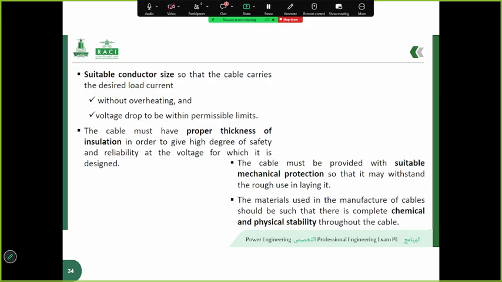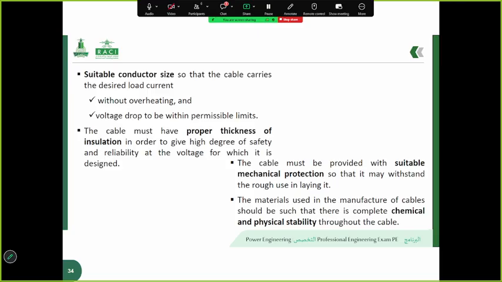So based on this slide, I want to discuss the key requirements that a cable must fulfill to ensure safe and reliable operation. First, the conductor size must be carefully chosen to meet two crucial criteria. It must be large enough to carry the desired load current without overheating and to keep the voltage drop within permissible limits. Overheating can damage the cable, while excessive voltage drop leads to inefficient power delivery.